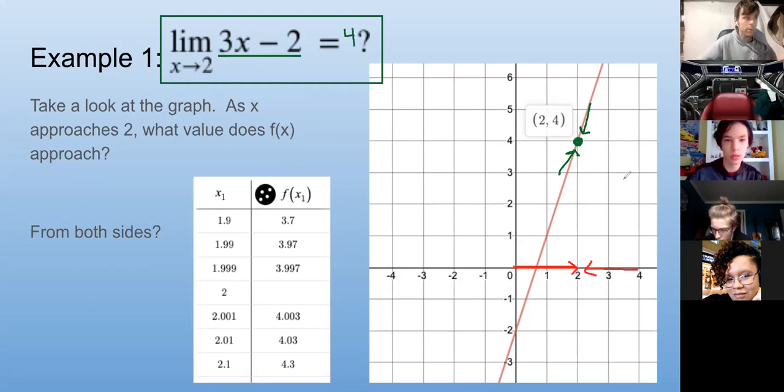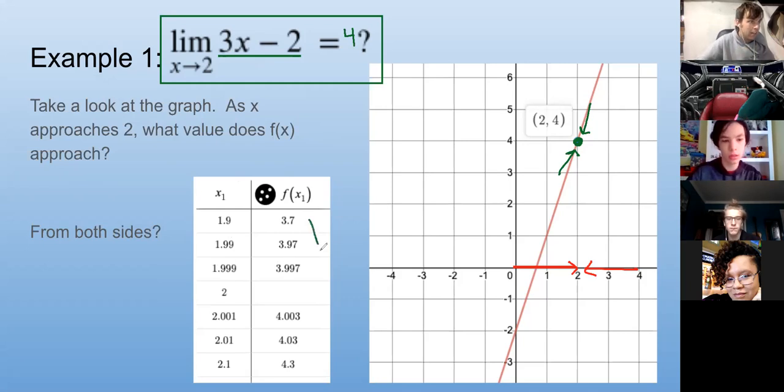Now, the other thing we can do besides looking at the graph is very useful, and we'll do that a lot, is we can also look at a table. So what I have here is an x, y, or an input-output table for this function. And you can see I'm getting closer and closer to 2. I just typed in some numbers that were getting closer and closer to 2. So 1.9 is pretty close to 2. 1.99 is even closer. 1.999 is even closer.